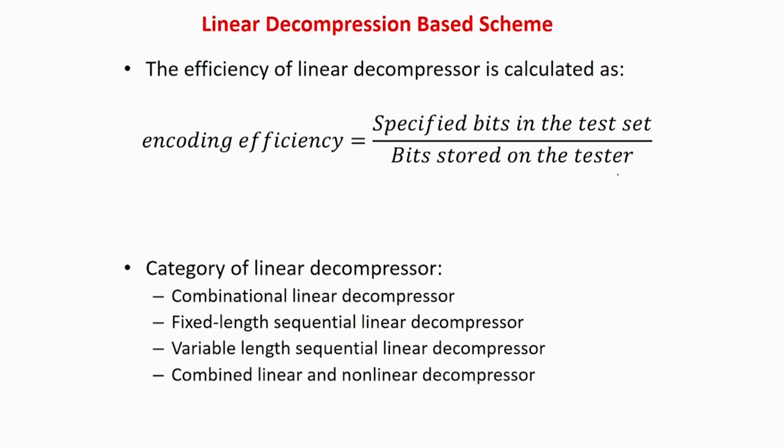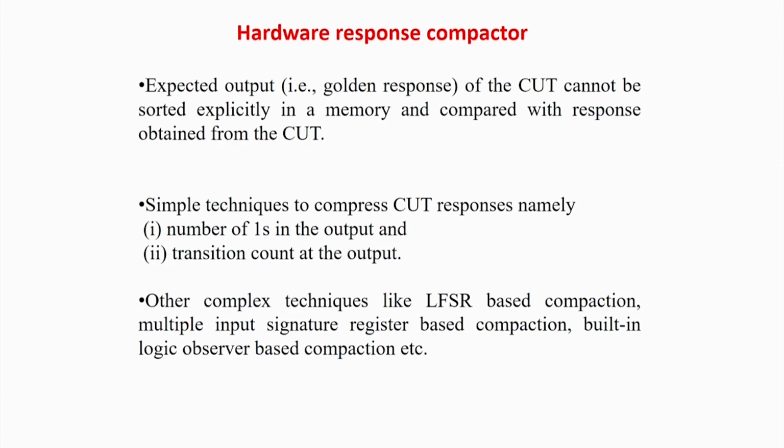So this is the encoding efficiency, and a lot of linear decompressors can be there: fixed length, variable length, sequential, non-sequential, so many are there. These are the two main techniques used for encoding or compressing your inputs. A third one, as I told you, will be about your scan chains or broadcast scan, which I will cover in the next lecture.